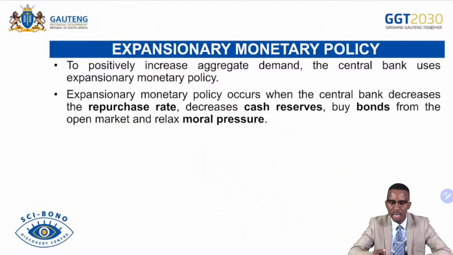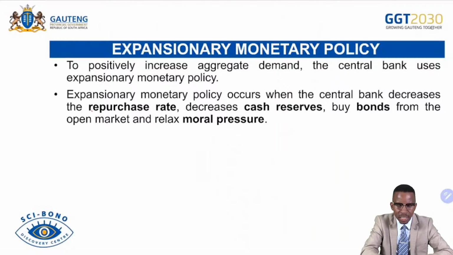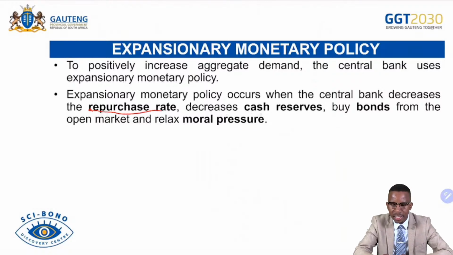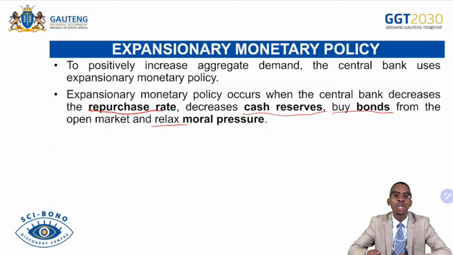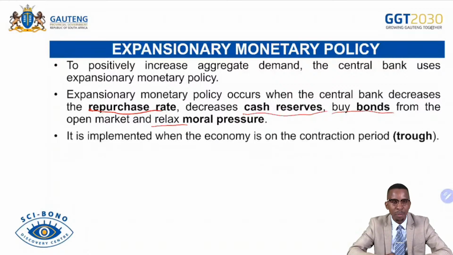Expansionary monetary policy occurs when the central bank decreases the repurchase rate or repo rate, and decreases cash reserve. Remember, if ever the repurchase rate decreases, that will lead to more money supply because there will be more lending tendency in the economy. And then decrease cash reserves. If ever cash reserve has been lowered, that will be decreasing the vault money. And then the Reserve Bank can also intervene by buying bonds from the open market, meaning from commercial banks. And also the Reserve Bank can instruct commercial banks to relax or to be very lenient on credit creation, which is known as relaxing moral persuasion or moral pressure or moral suasion. It is implemented when the economy is in the contraction period, which can be recession, depression, or trough.